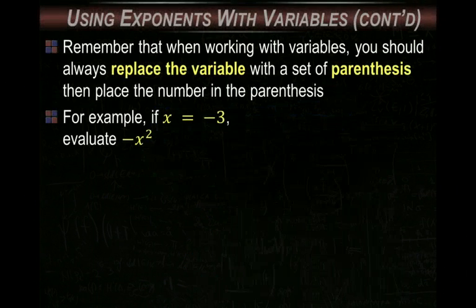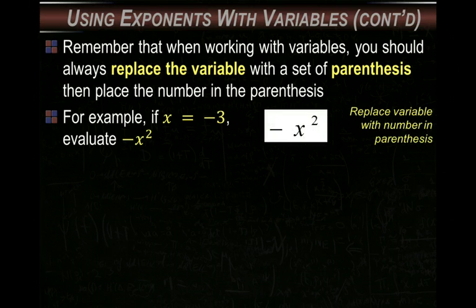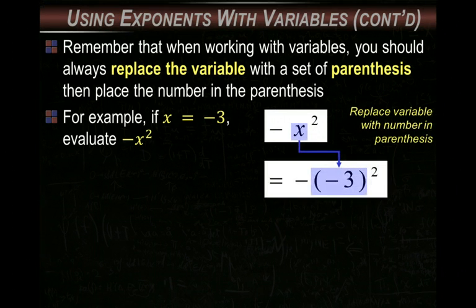All right. Now let's try another one. Again, watch how important the parentheses are in here, or the brackets. Because the x is a negative 3, watch how this goes here. Okay? I replace the variable with the number in parentheses. So where an x was, now there's brackets and the negative 3 goes inside.